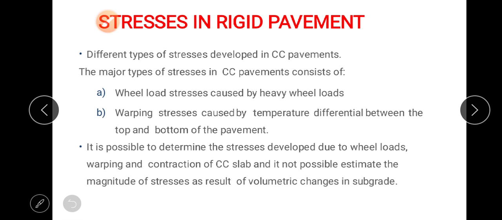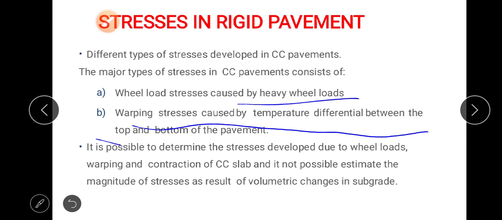Different types of stresses developed in CC pavements. The major types of stresses in CC pavements consist of wheel load stresses caused by heavy wheel loads, and warping stresses caused by the temperature differential between the top and the bottom of the pavement. It is possible to determine the stresses developed due to the wheel loads, warping and contraction of the CC slab, but it may not be possible to estimate the magnitude of stresses as a result of volumetric changes in subgrade.